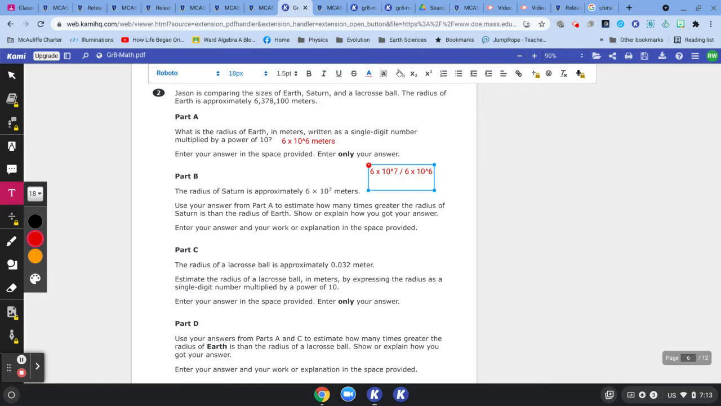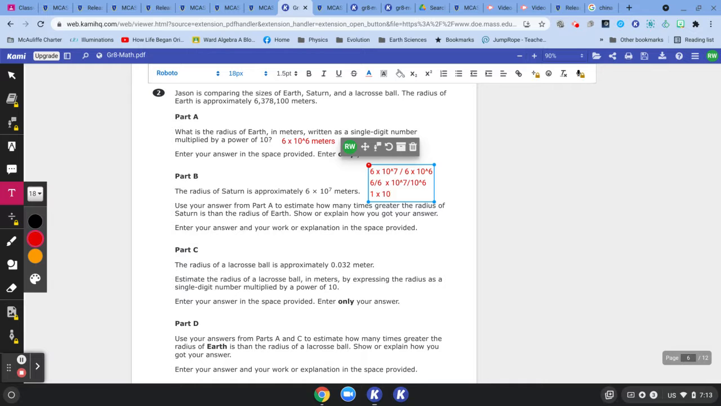So what you do with scientific notation operations typically is you take the coefficients, that's that number that's not a power of 10, and you do the operation with them. So we separate it out. We go 6 divided by 6, and that'll be times 10 to the 7th divided by 10 to the 6th. And this makes the calculation much easier. 6 divided by 6 is just 1, and that's going to be times 10.